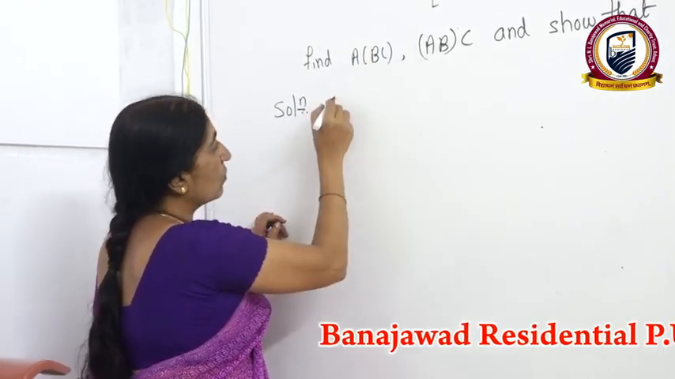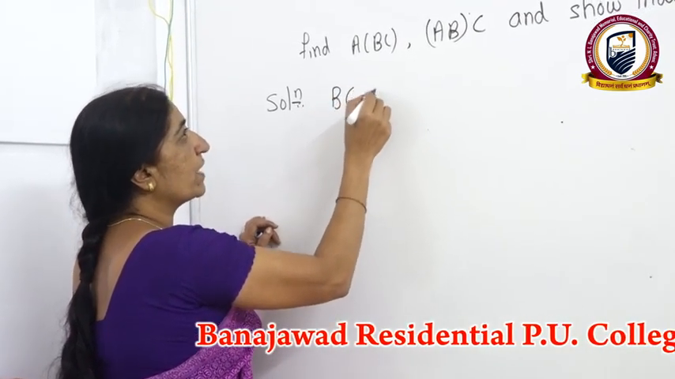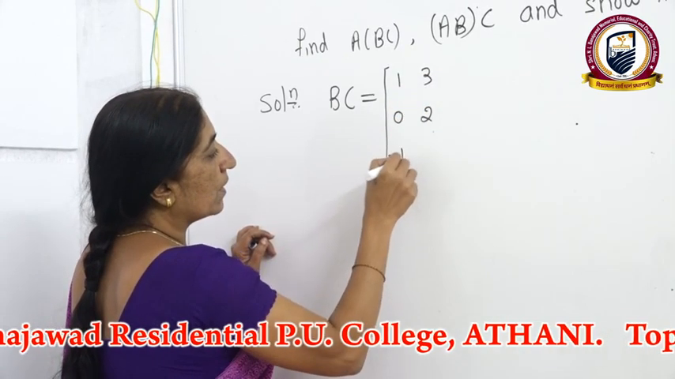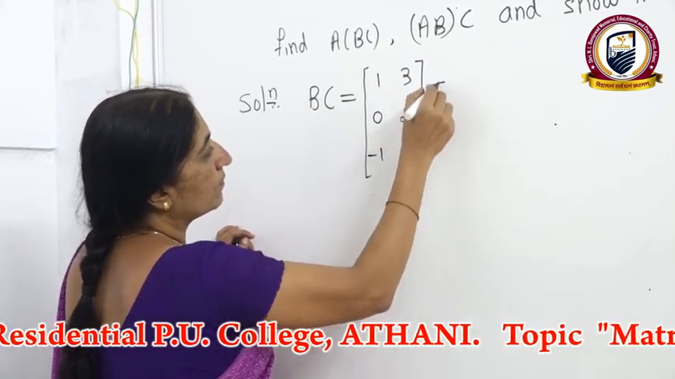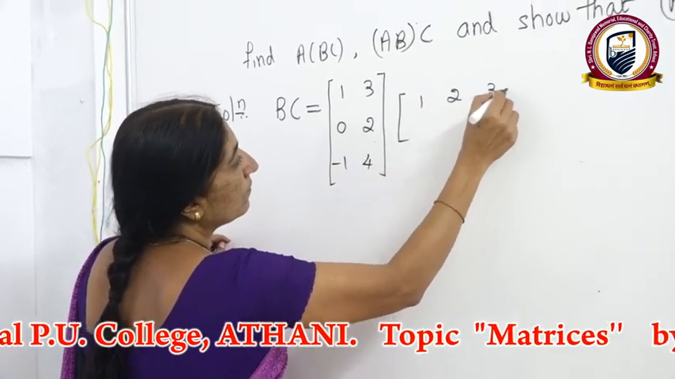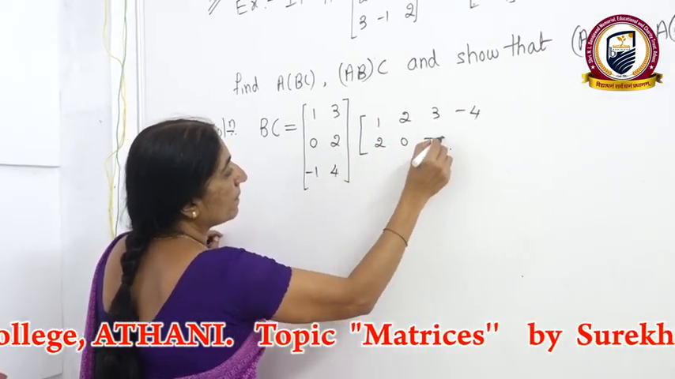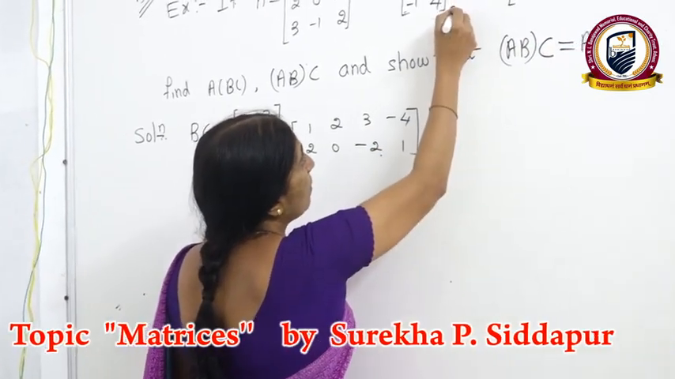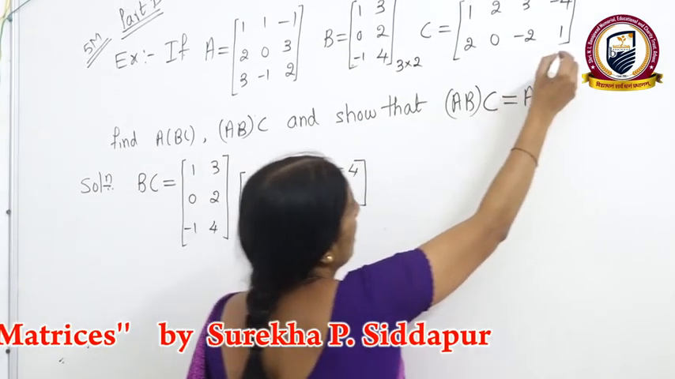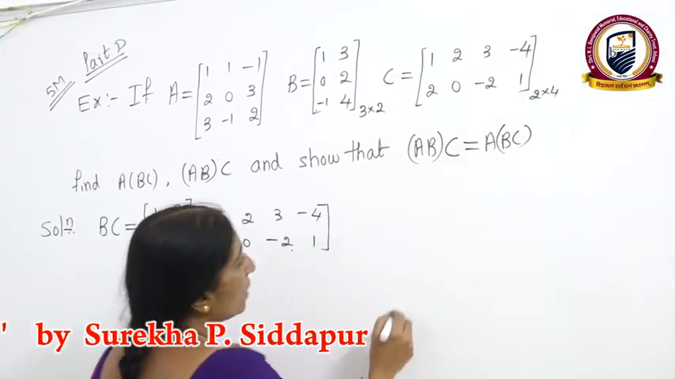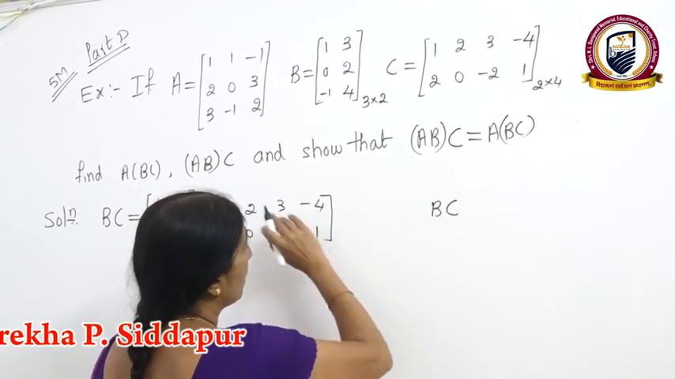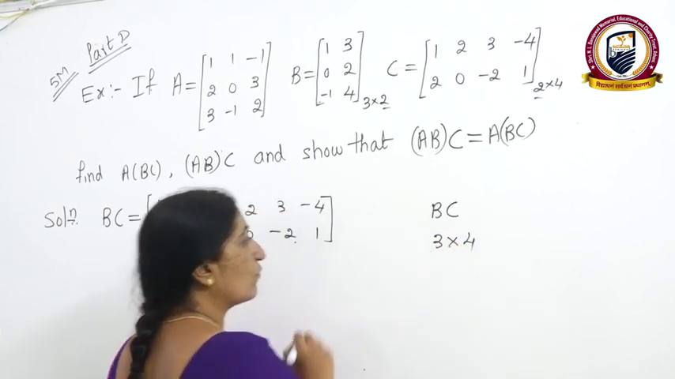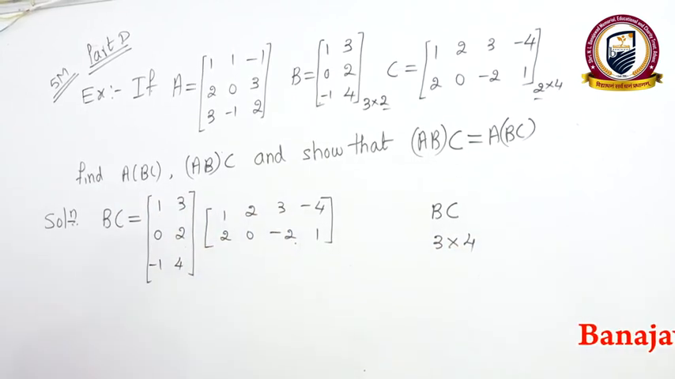So first what will you do? First we have to find BC. Write down matrix B and then write down matrix C. See, on the side, what is the order? B has order 3 by 2 and C has order 2 by 4. Then matrix BC will have the order 3 by 4.